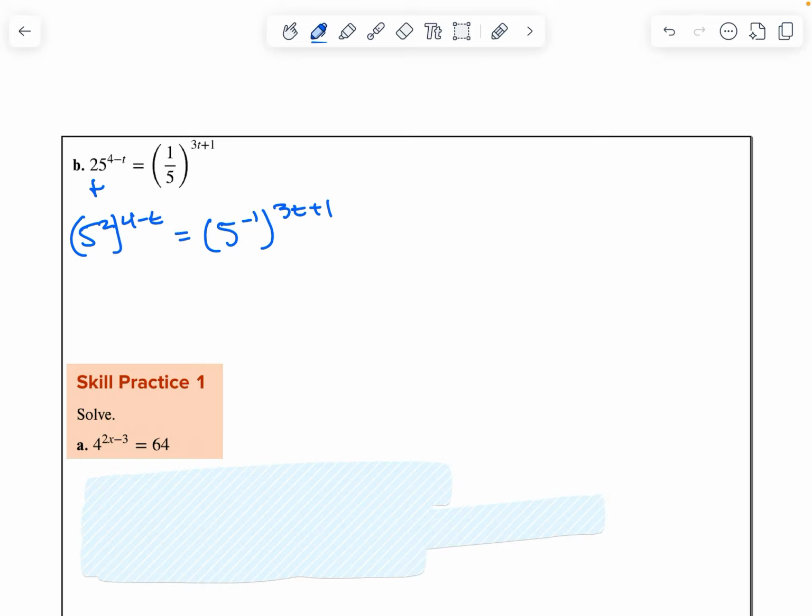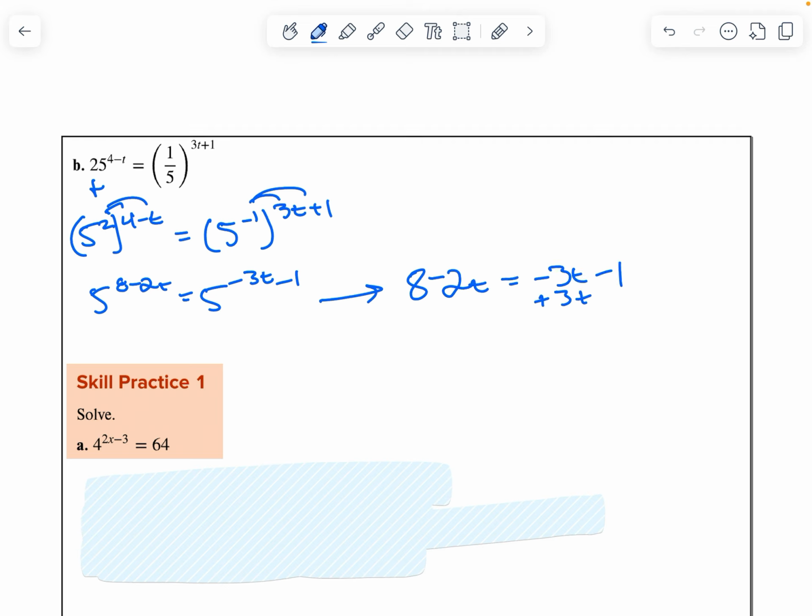And now I can multiply my exponents that are there. I do have to distribute, so that's the same thing as 5 to the 8 minus 2t equals 5 to the negative 3t minus 1. And since the bases match up here, the exponents must be equal. 8 minus 2t equals negative 3t minus 1. I can solve this again. It's just a simple two-step linear equation. That'd be t equals negative 1. I can subtract the 8 and get t equals negative 9. And again, we could go back and substitute that in up top and make sure that our answer actually works out. I'm confident that it should.